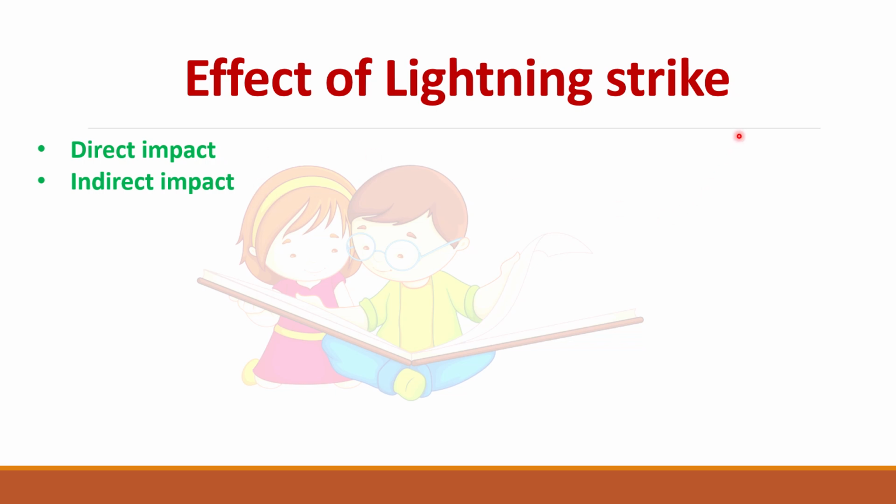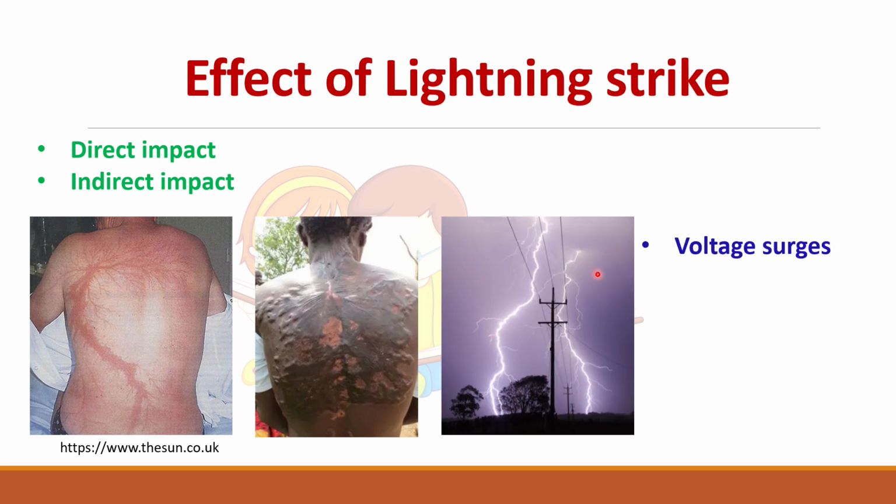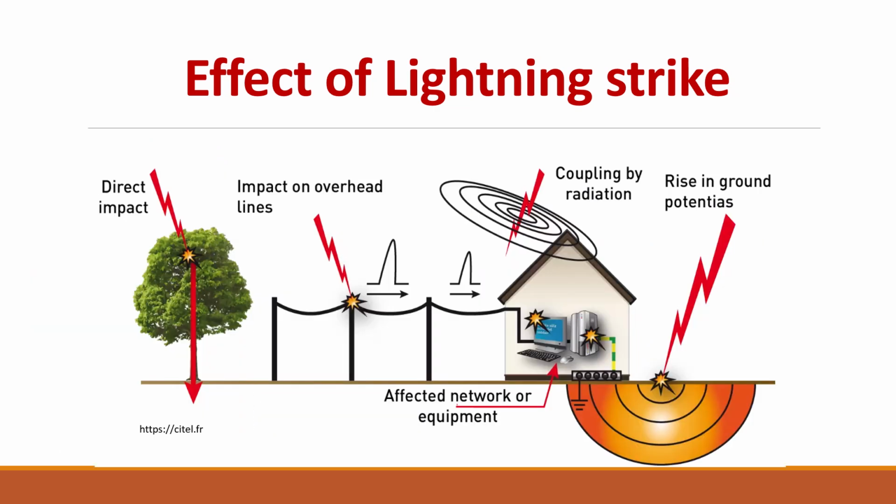What is the effect of a lightning strike? It can have a direct impact as well as an indirect impact. If you see the direct impact, if it directly falls on a person, you may get burned or it may lead to death also. And if it falls on a power line, there are several issues which take place: voltage surges, flashovers, equipment damage or power outages can occur. And when it falls on the ground, it may increase the ground potential. So in such cases, the equipment connected to it may get affected. And if it falls on the overhead line, it causes an over voltage.